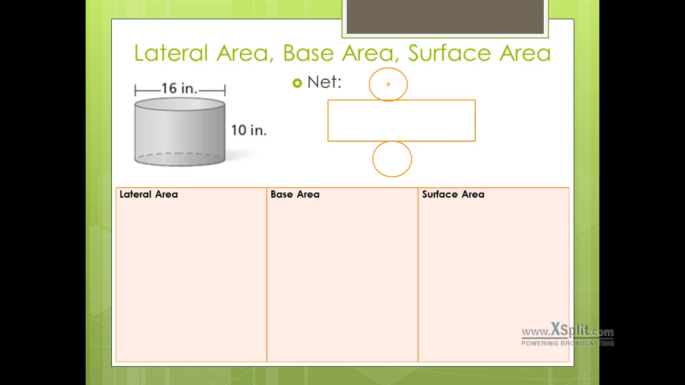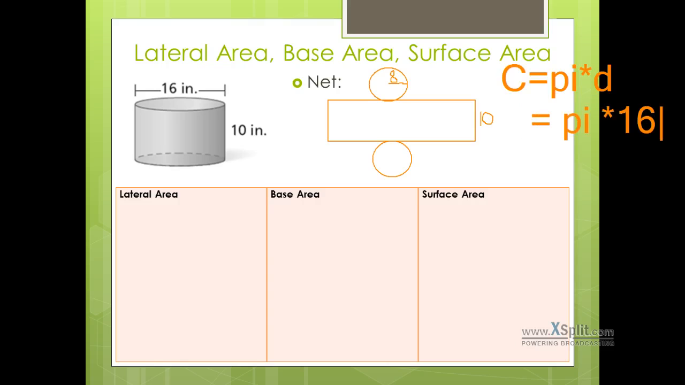Each of these circles has a diameter of 16, so a radius of 8. Draw in 8 here, radius of 8. I notice that this has a height of 10. The question, though, is how wide is this rectangle? Well, since the rectangle wraps all the way around the circle, and all the way around a circle is the circumference, we can just use the circumference formula. Circumference equals pi times diameter. So that's pi times 16.